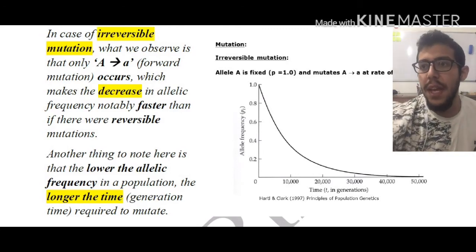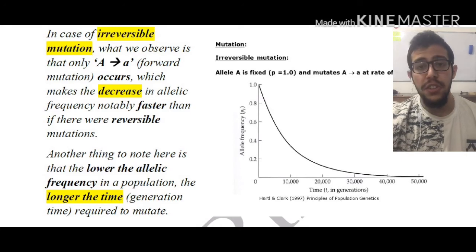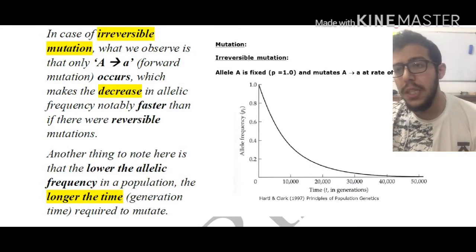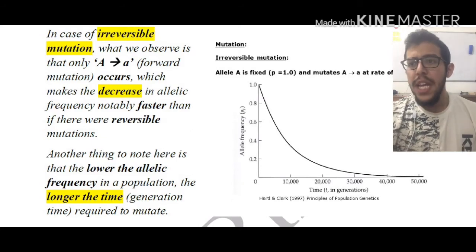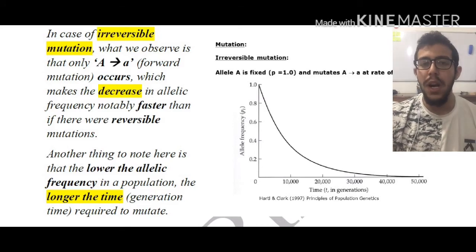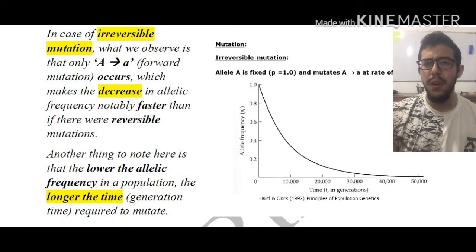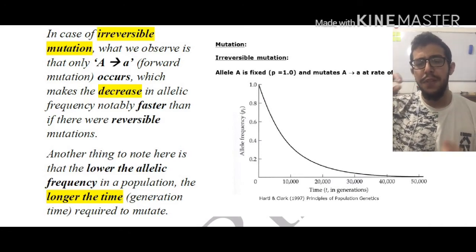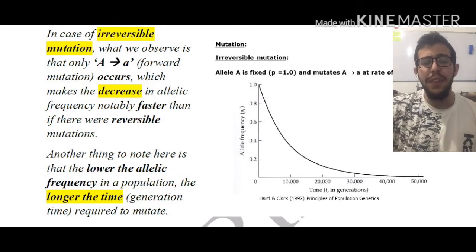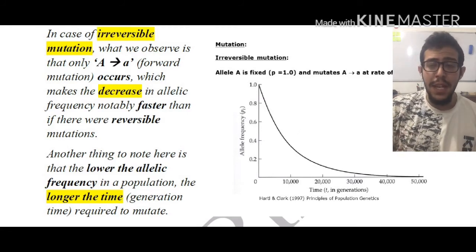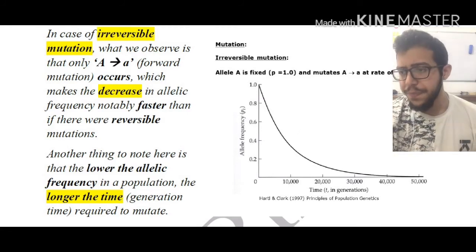Only forward mutations are going to be occurring, which makes the decrease in the allelic frequency notably faster than if they were reversible mutations, which we are going to talk about in a few moments. Another thing to note here is that the lower the allelic frequency in a population, the longer the time required to mutate. This is apparent from the graph that we are seeing here. If the time required to decrease the frequency of a certain allele was constant, then it would have been linear. However, it is not, and this is what is showing in our image.